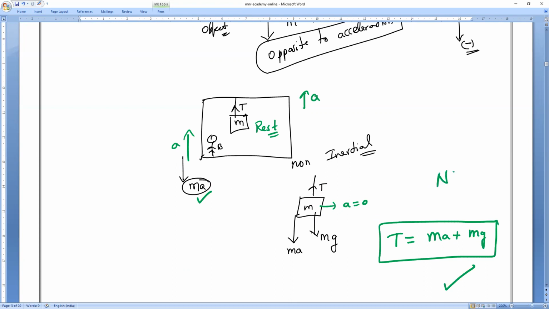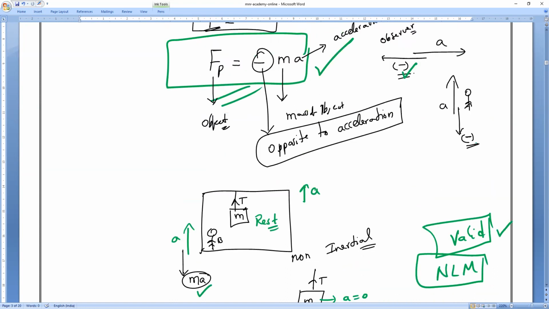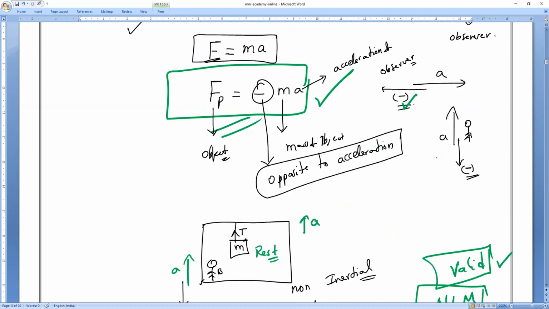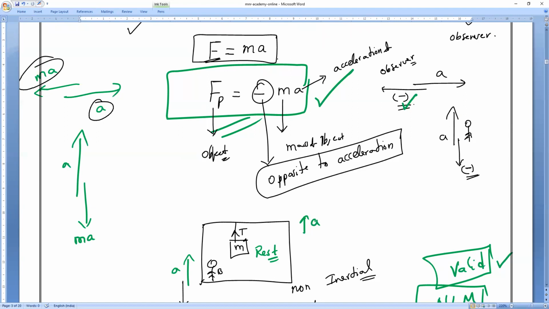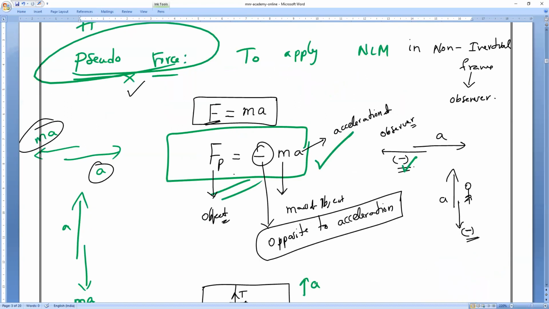Now, is NLM valid or not? It is valid. Only if you consider that opposite direction. Always keep in mind, if the acceleration is in the upward direction, then F equals ma is in the downward direction. If the acceleration is in this direction, then ma is in the opposite direction. Then with the pseudo force, Newton's laws of motion are valid. Do you understand what I'm saying? Everybody clear?